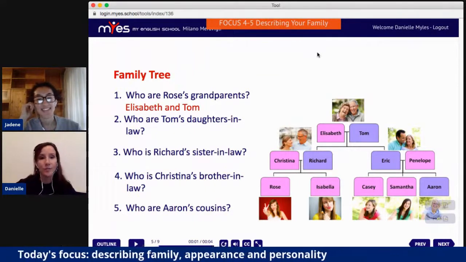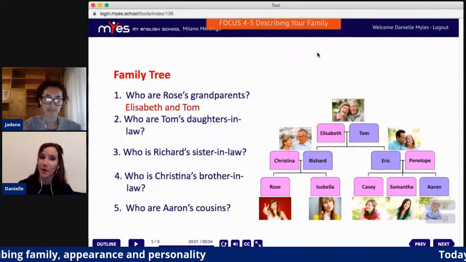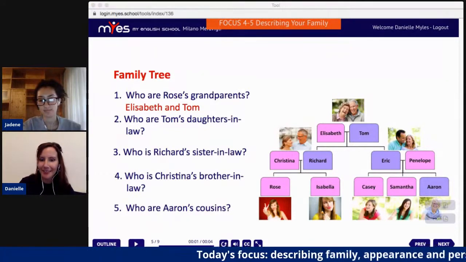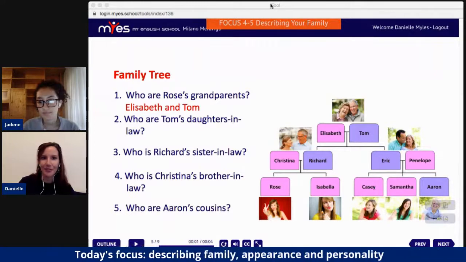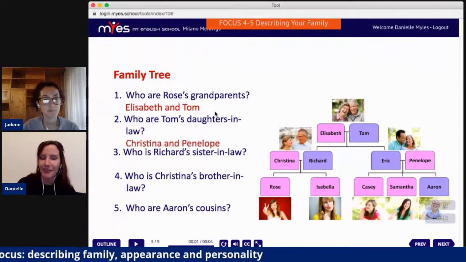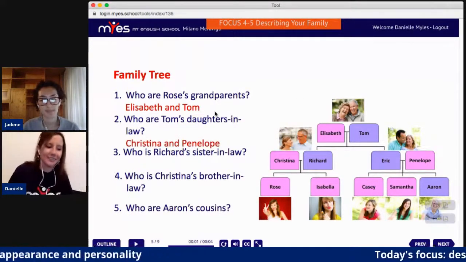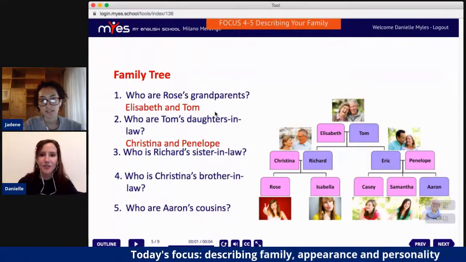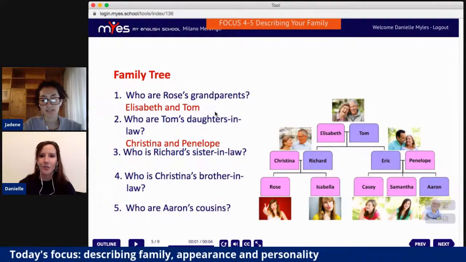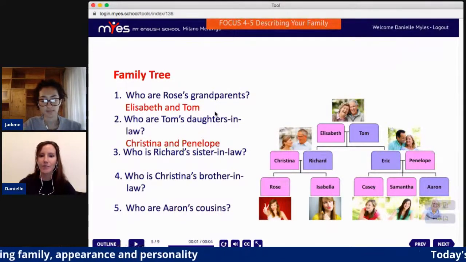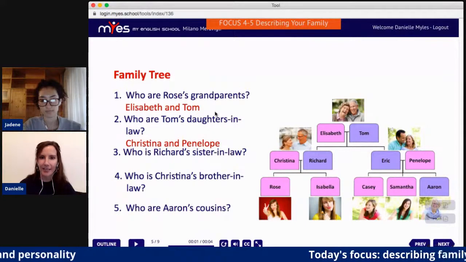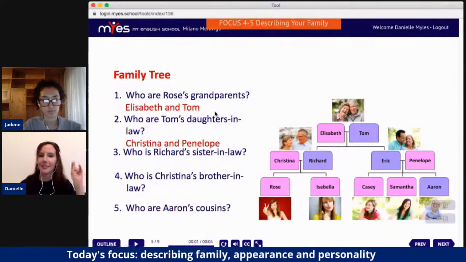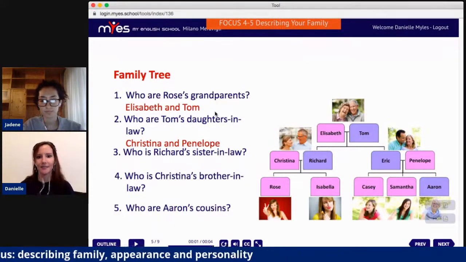And we use this all the time. This is the way that we speak and the way that we write. Does anyone know? Maybe we should show it. I think some of you guys know. Maybe Christina and Penelope. All right. So there's 2 daughters-in-law. So Elizabeth and Tom's sons are Richard and Eric, and their wives, Christina and Penelope.